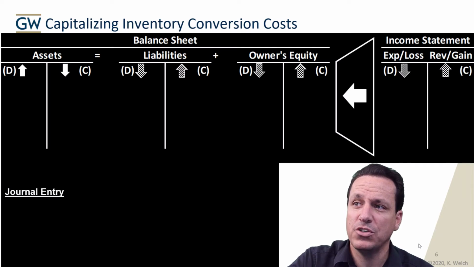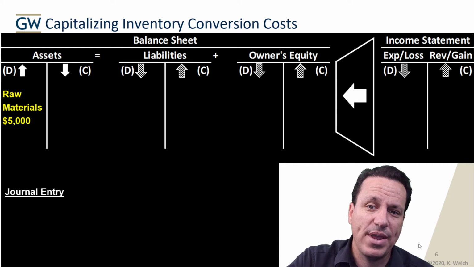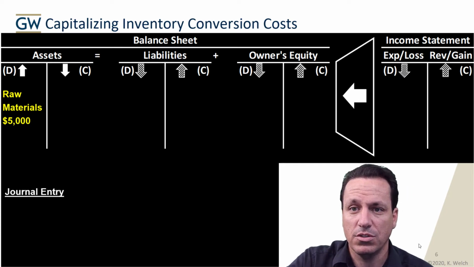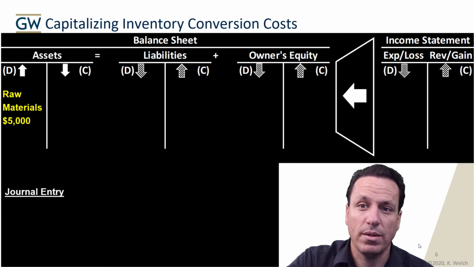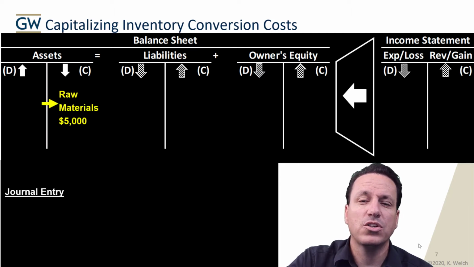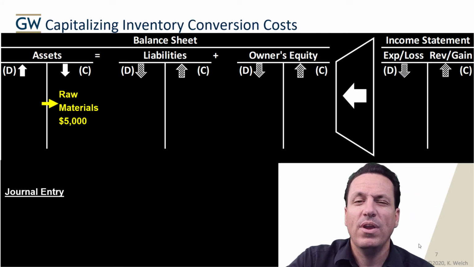So capitalizing inventory conversion costs. The example I'll give you is, let's say we had raw materials of $5,000. Well, we ended up using those raw materials to try to create our inventory. And when we did that, we lost our raw materials. Those raw materials don't exist in that state anymore, and that asset is now gone. We have to show that it's gone.